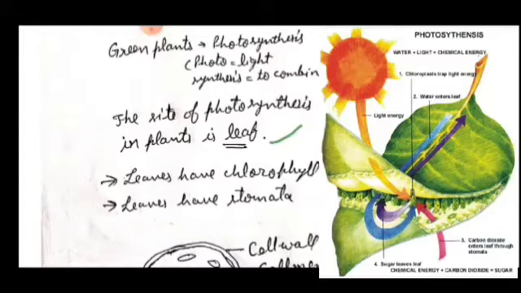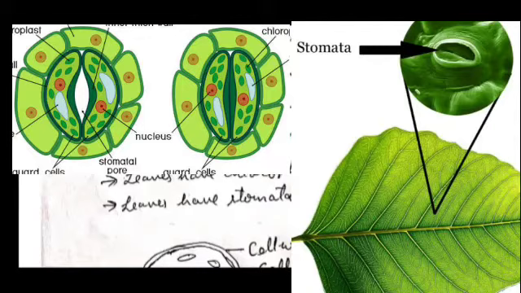Leaves have chlorophyll in them. Chlorophyll is a green pigment that gives green color to the leaves, and it helps in trapping the solar energy during the process of photosynthesis. Leaves have stomata. Stomata help in exchange of gases and transpiration. So these are the roles of the leaf.